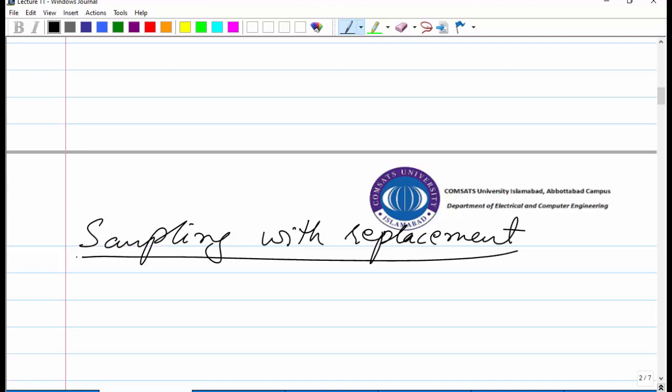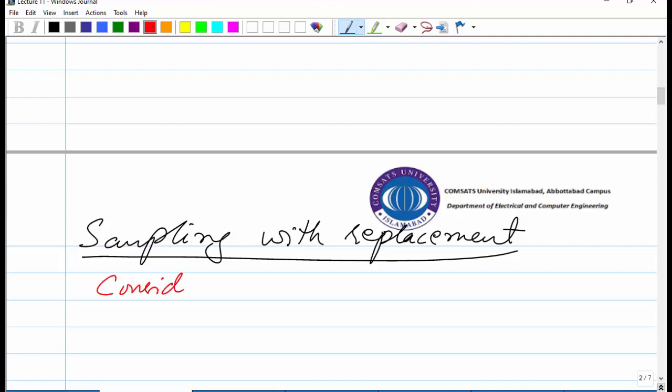So sampling with replacement means that, whatever collection of objects we have, we will take a sample from that collection of objects and note it down, and we will put it back into the collection of objects. And again, if we have to repeat it, we will repeat from the whole collection of objects, instead of a reduced number of objects as we have seen with sampling without replacement.